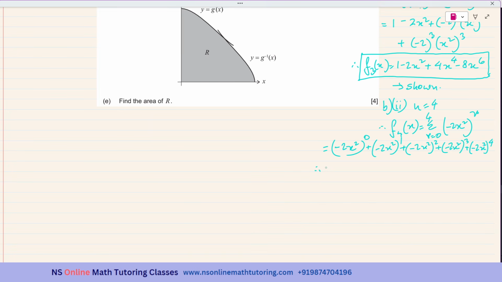So therefore f4 of x will be equal to, again, the first term is 1 minus 2x squared plus 4x to the power of 4. These first 4 terms will be the same, and minus 8x to the power of 6, and minus 2 raised to the power of 4 is 16, plus 16, and x squared raised to the power of 4 is x to the power of 8. So therefore f4 of x has this expression.